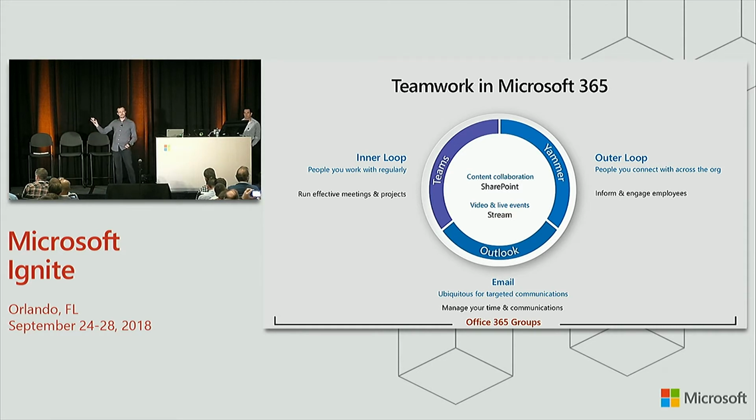On the left-hand side, you've got people where you want to connect across the organization. You might not know Mike. You might not know Zohar, but somewhere outside of your direct team there might be an expert that might save your bacon and answer your question. And then last but not least, there's always email.